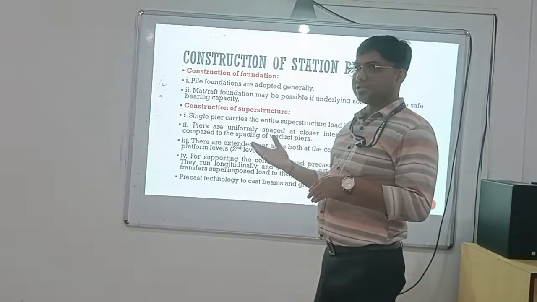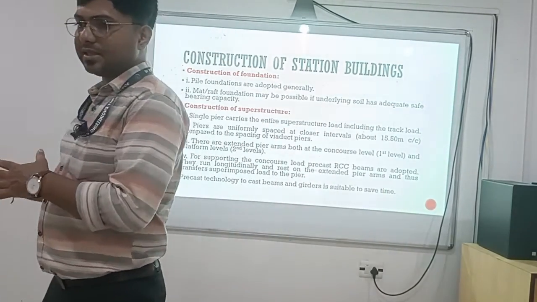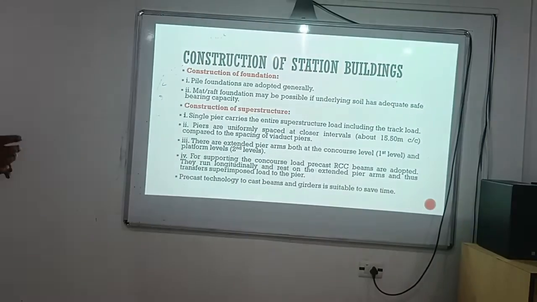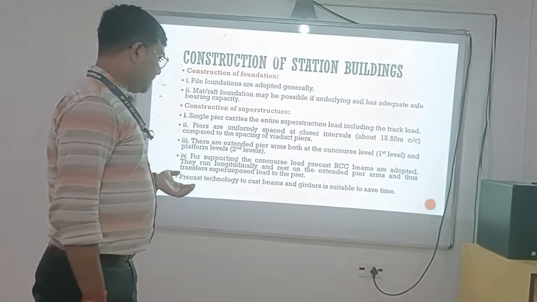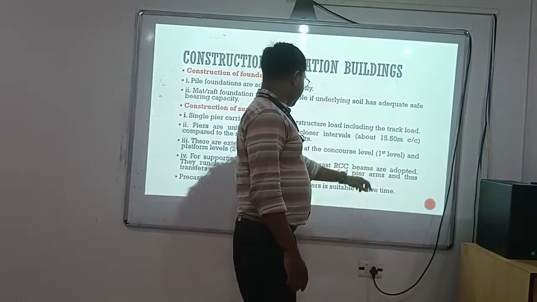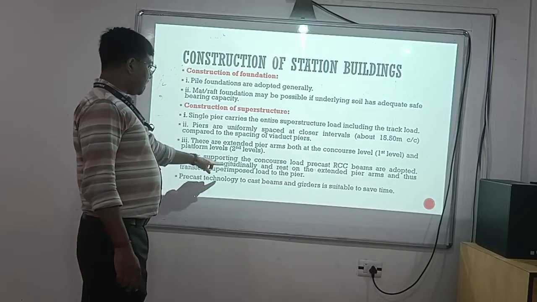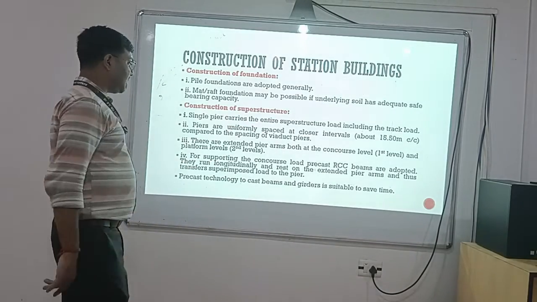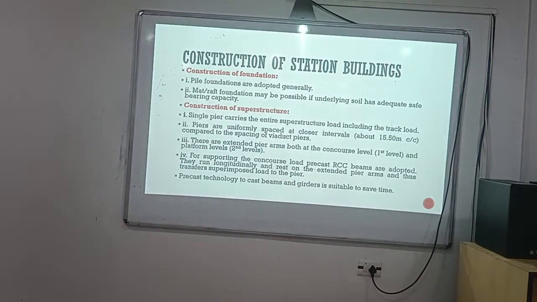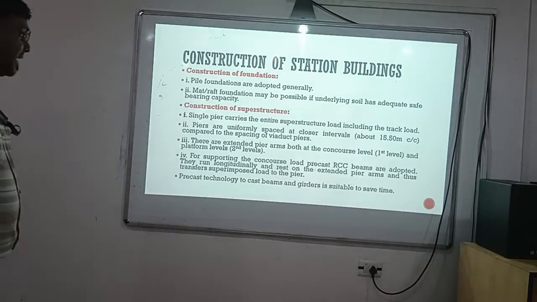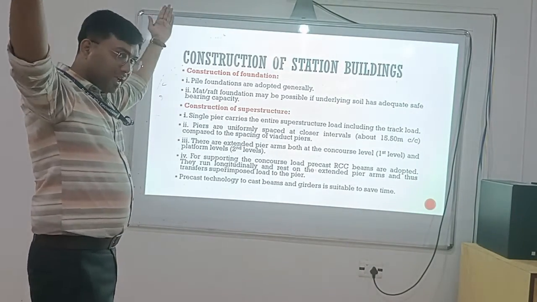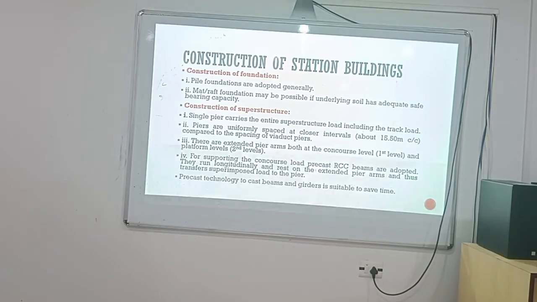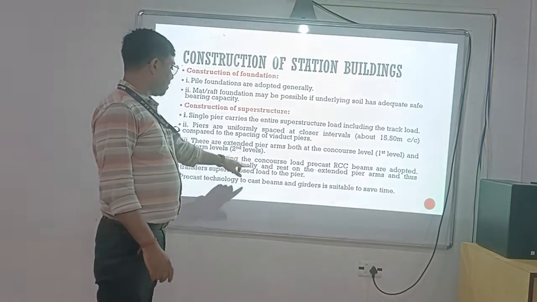That means RCC beams which are already precast and fabricated in the plant and taken to the site. This kind of precast RCC beams are adopted longitudinally. They are placed and rest on the extended arms of the pile, the pile arms that I have told you about, which transfer the superimposed load to the pile.